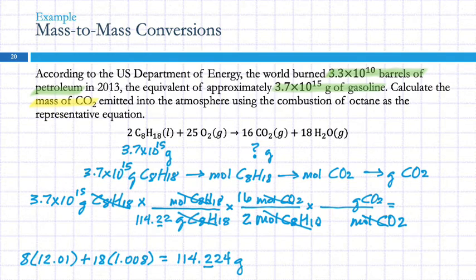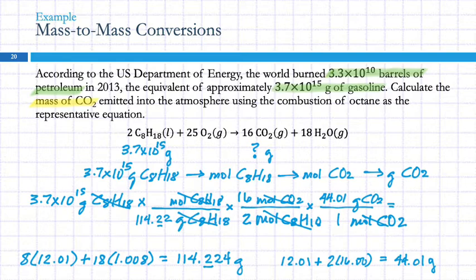We also need the molar mass for carbon dioxide. So I have 1 carbon and 2 oxygens, and that's going to give me 44.01 grams. Over here, grams is in the top, so I put grams and 44.01 together. No remembering, should I multiply, should I divide, just put it with the unit.